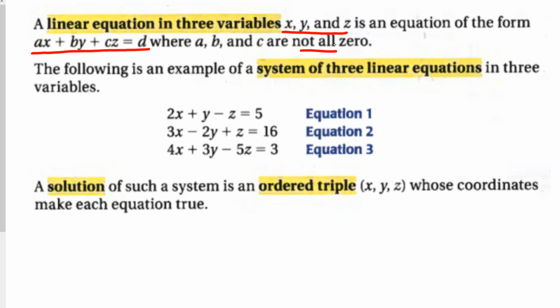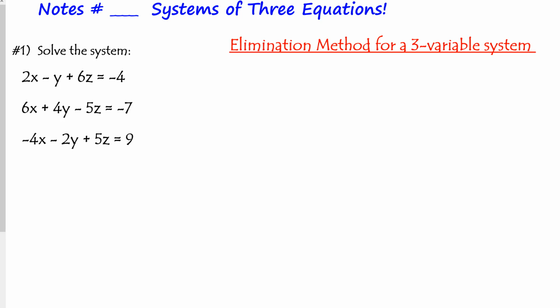And so if you had a system of three linear equations, you would have three equations, three unknowns. And the solution would not be an ordered pair, but an ordered triple. And typically we'll put those in order alphabetically, x, y, z. And that would be the point that makes all the equations true. So let's get into the algebra of how to find those solutions.